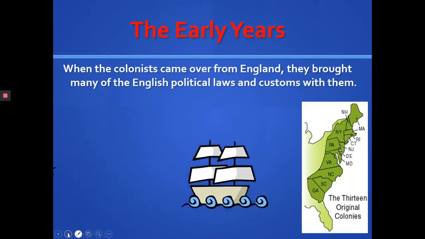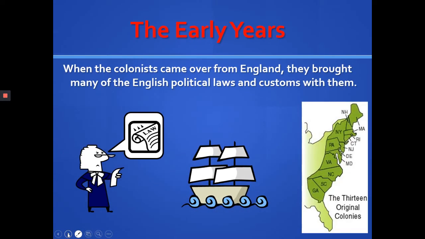So first thing we're going to talk about is the early years of American history. We want to remember that America as a country was founded when colonists came over from England. When they came over from England, they brought a lot of the laws and customs that England had. That means that a lot of the laws that we have in terms of who can vote and why they can vote came from English society.